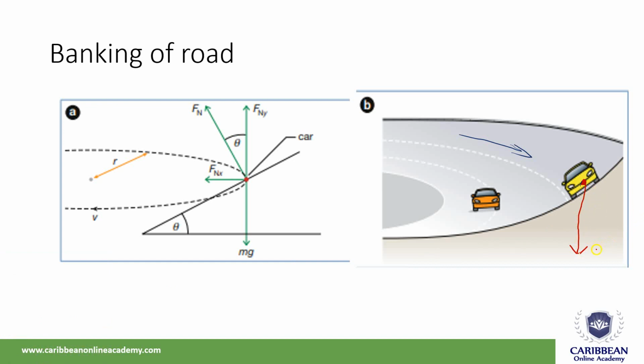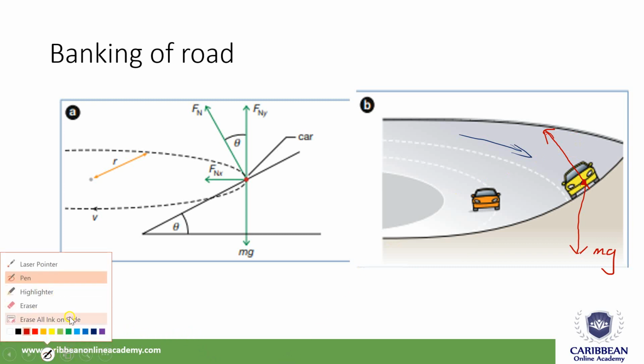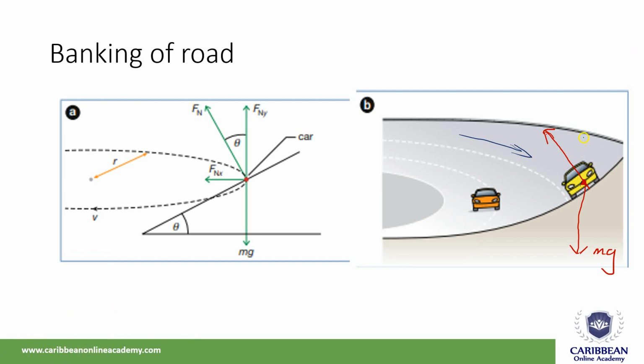Clearly, your weight force is acting downwards. So mg is acting downwards like that. Now, with any object that is in contact with a surface, there will be a normal reaction force. So your normal reaction force is going to be perpendicular to the surface that the car is on. So that's my normal reaction force. If I were to split that normal force into its horizontal and vertical components, this is your normal reaction force, so we can call it Fn, and this is mg right here.